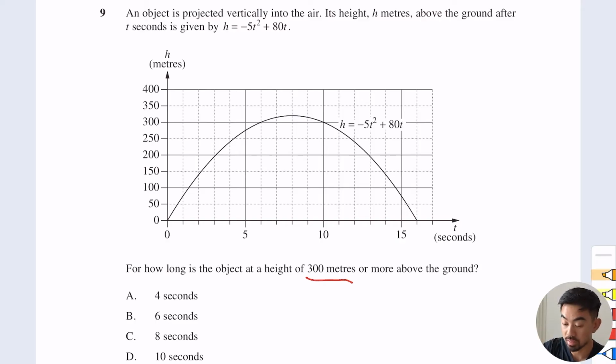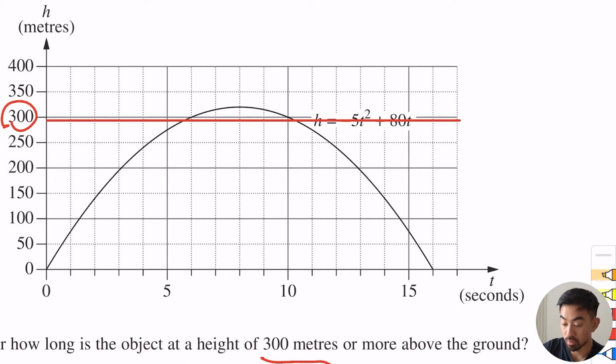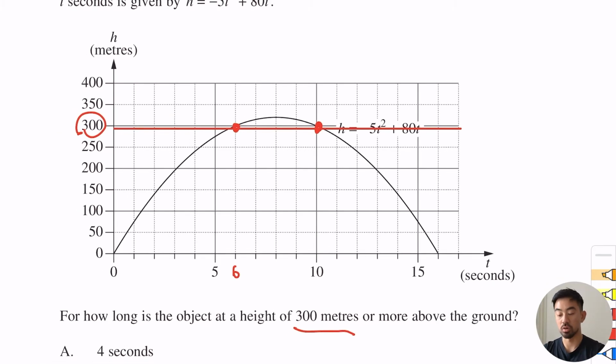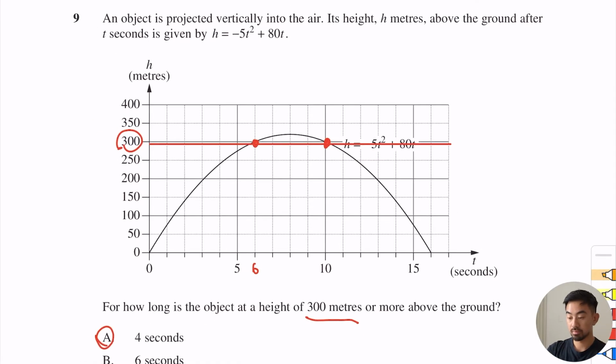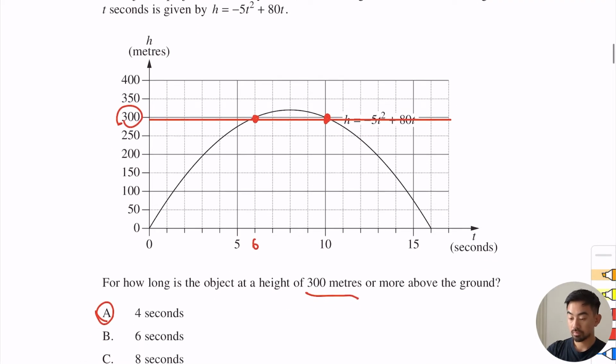So I can clearly see here that 300 is on my y-axis. I'm just going to draw a horizontal line across that. Now it's not the most accurate line, but you can kind of see it's going to intersect at 6 seconds and it's going to intersect at 10 seconds. That must mean it's going to be in the air for 4 seconds, so 10 minus 6. So it's just that area there.